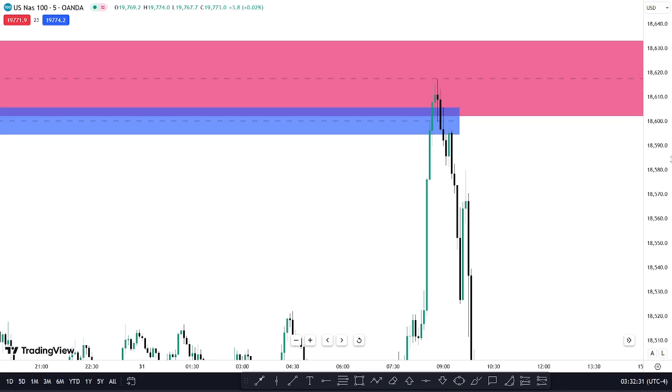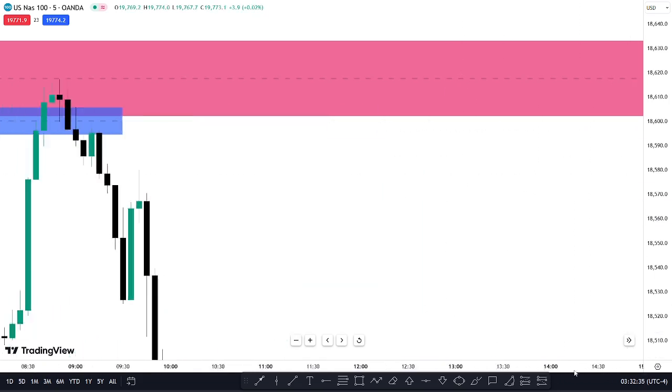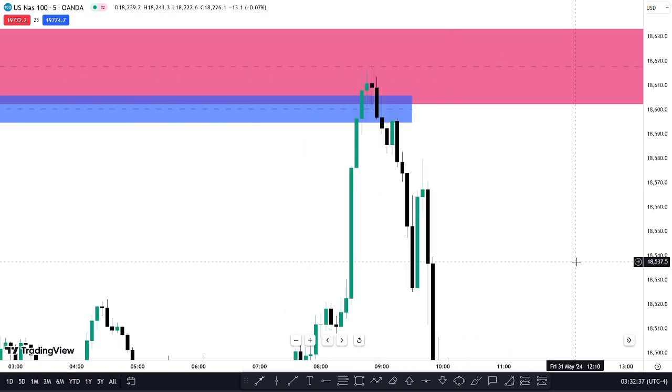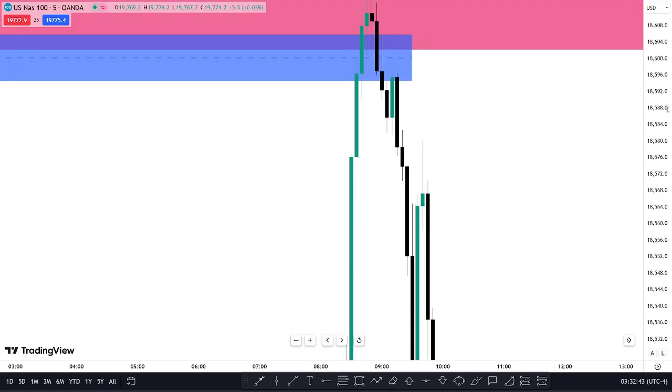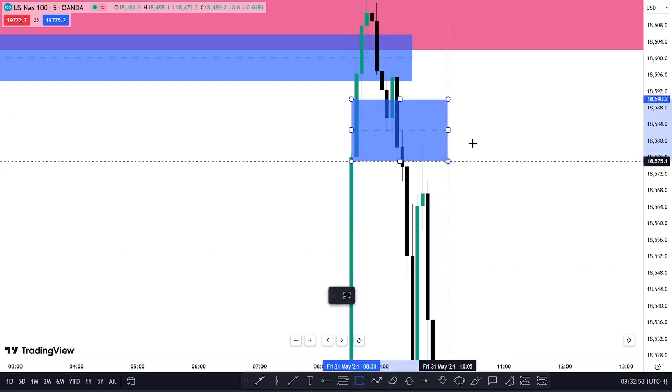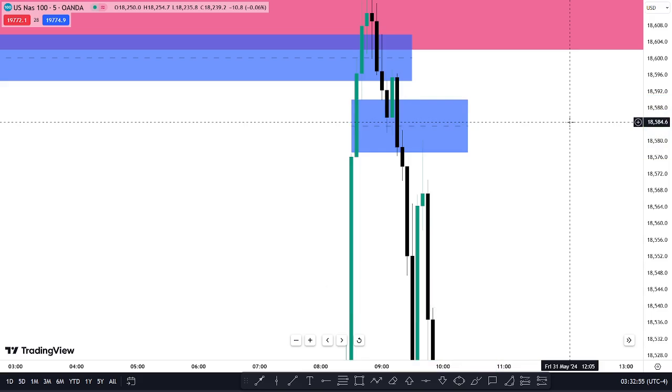This is one of a kind, guys. So here is what we're going to call a turtle soup. And this is the one that I love to enter. You could have had your entry right here, but the nicest one is this one. The most clear one is this one right here.